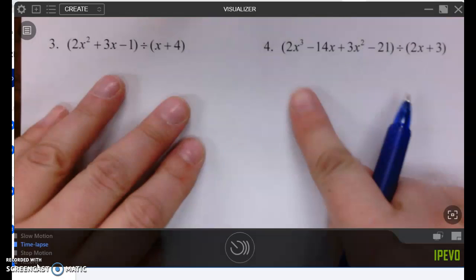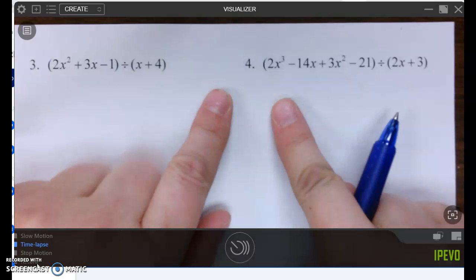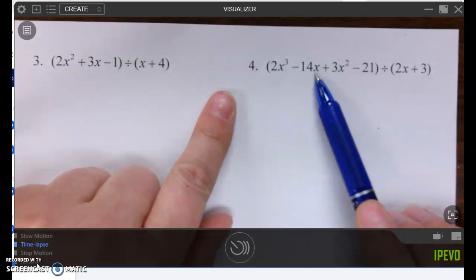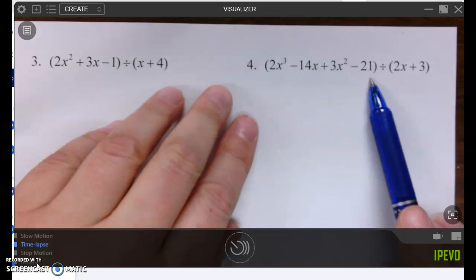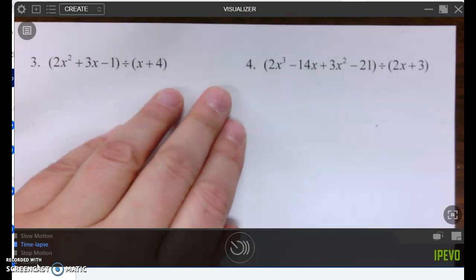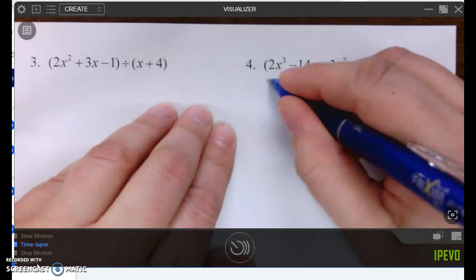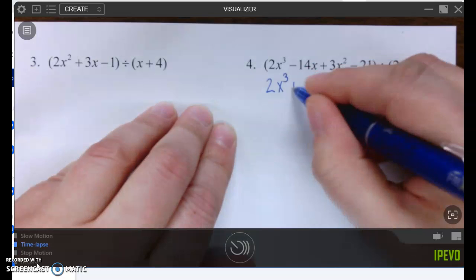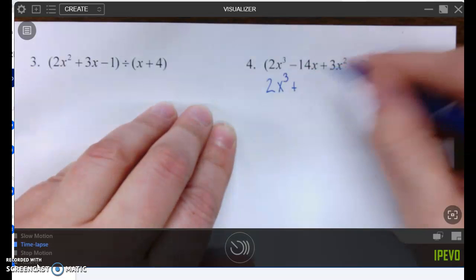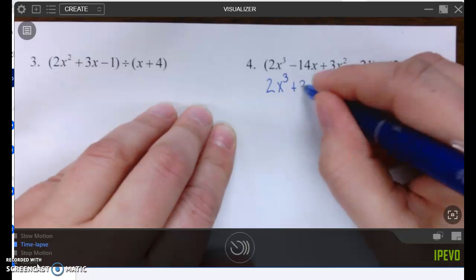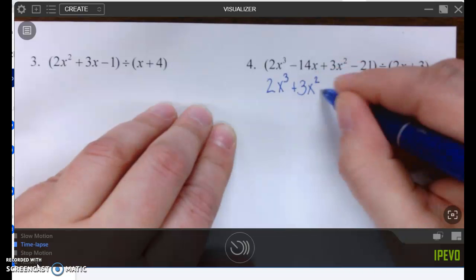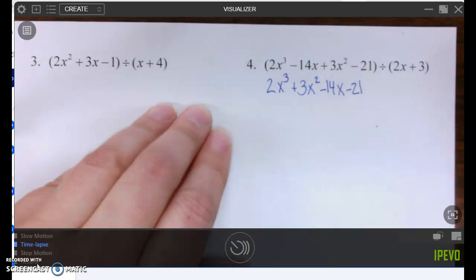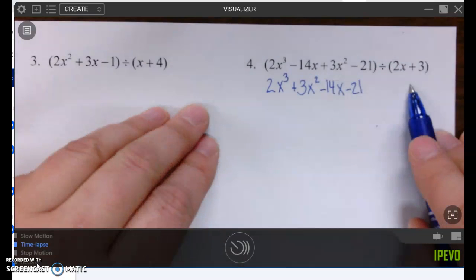So looking at number 4, the first thing I look for is if there's any missing terms. I have a third power, I have a second power, I have a first power, and I have a constant. But the terms are in the wrong order. And so the first thing we want to do is rewrite this so the terms are in the right order. But there were no powers missing. We had third power, second power, so 3x to the second, negative 14x, and a negative 21. And it's being divided by 2x plus 3.